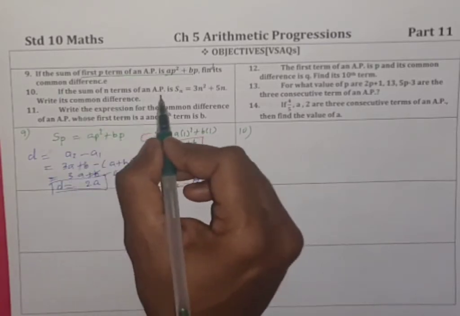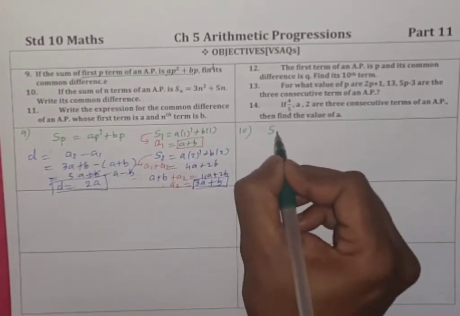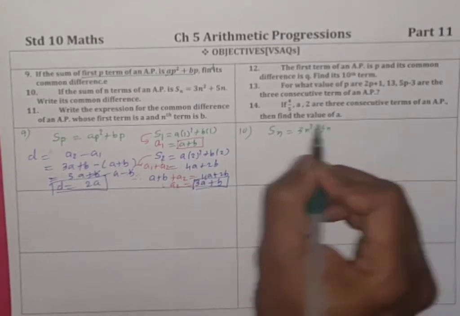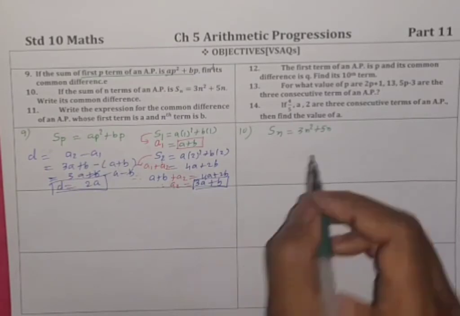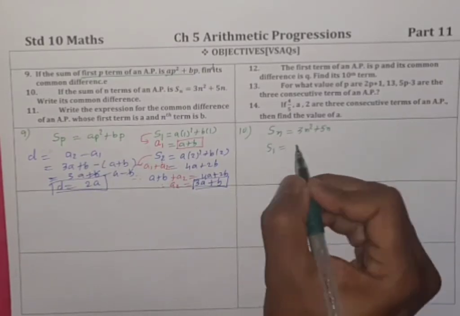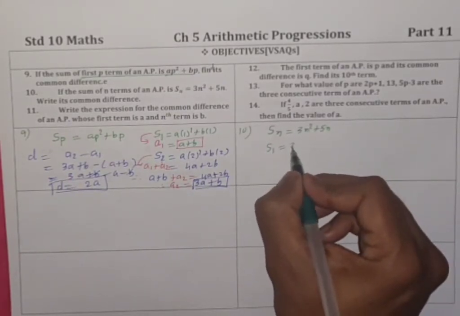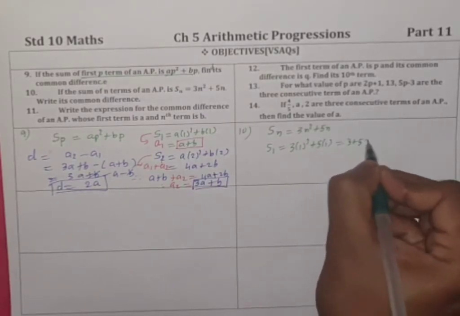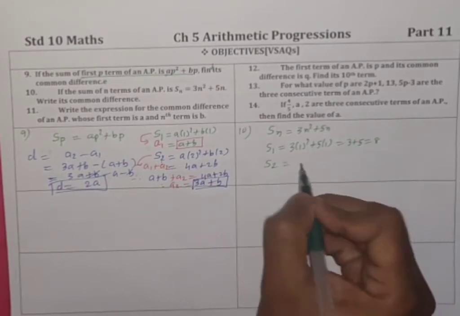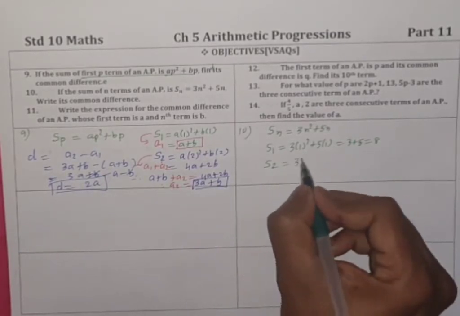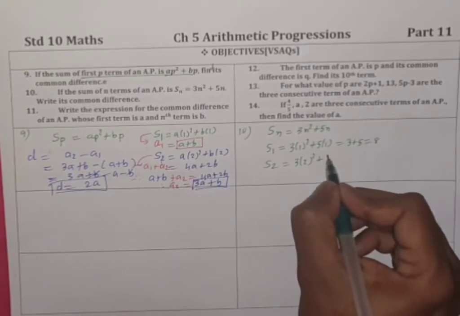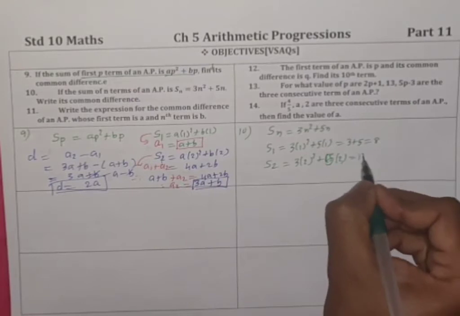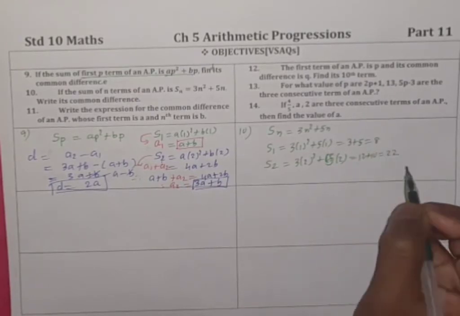If the sum of n terms of an AP, yes, this is the general term for the sum, is 3n square plus 5n, write its common difference. Children, find S1. What is S1? That is 3 into 1 square plus 5 into 1, that is 3 plus 5, and that is 8. And S2 is 3 into 2 square plus 5 into 2, that is 4 3s are 12 plus 10, and that is 22.